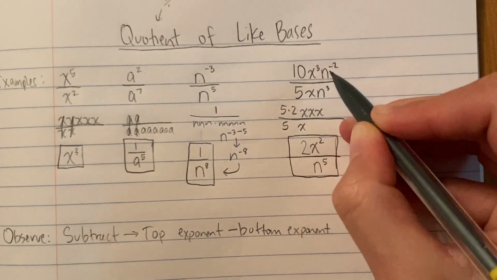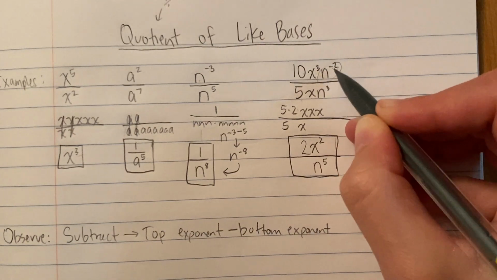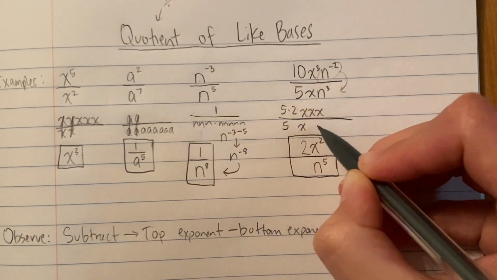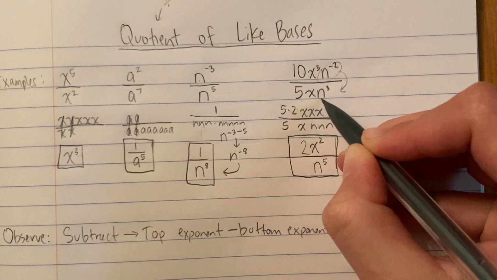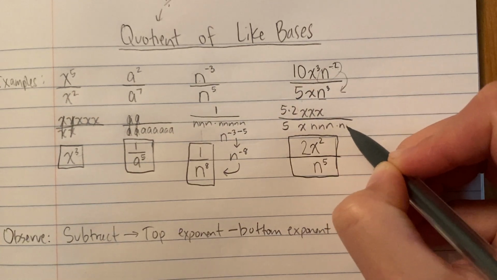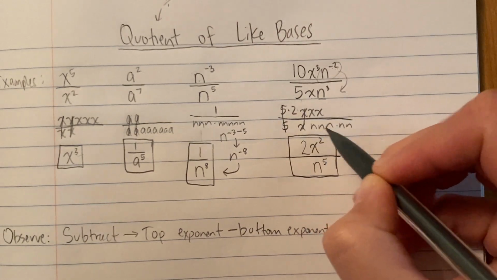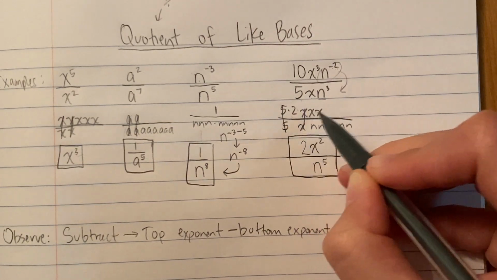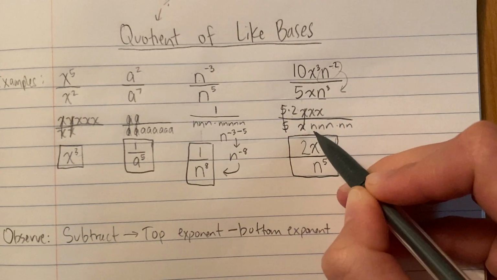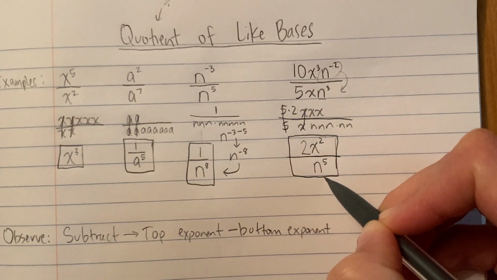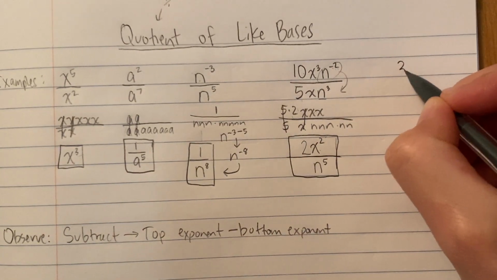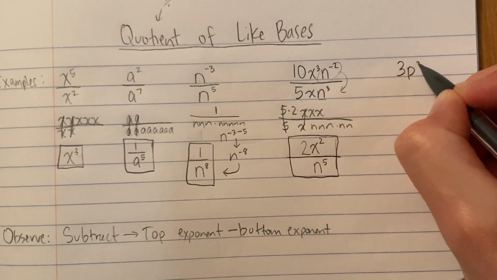This x is on the bottom. Now these n's, right, because this is n to the negative 2, that's down here. So this is n to the third, and here is that n to the second because it's negative. So when this cancels and this cancels, what are we left with? We're left with 2x to the second power on top, and n to the fifth on the bottom. Okay, and then just one more example, really quick.